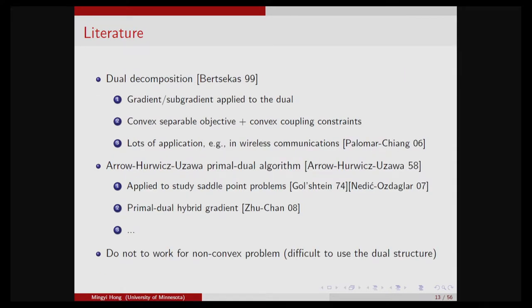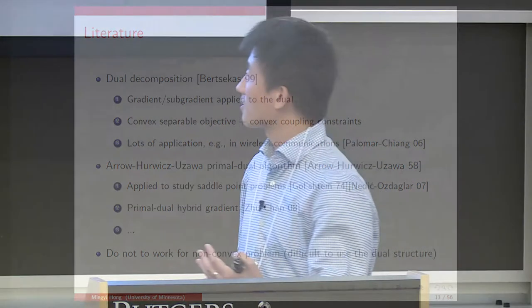Also, in the literature, we know many dual decomposition or dual based algorithms, for example, dual decomposition or Uzawa type methods. However, these methods work well for convex problems, but for non-convex problems, the dual structure is unknown. So it's very difficult to utilize the dual problem, the optimality from the dual side. So none of these algorithms will work for non-convex problems.